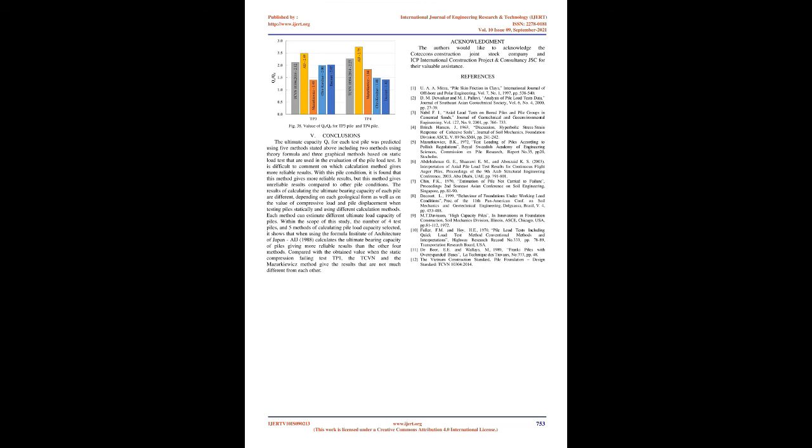Each method can estimate different ultimate load capacity of piles. Within the scope of this study, the number of 4 test piles, and 5 methods of calculating pile load capacity selected, it shows that when using the formula of the Architectural Institute of Japan, AIJ, 1988, to calculate the ultimate bearing capacity of piles, it gives more reliable results than the other 4 methods. Compared with the obtained value when the static compression failing test TP1, the TCVN and the Mazurkiewicz method give results that are not much different from each other.